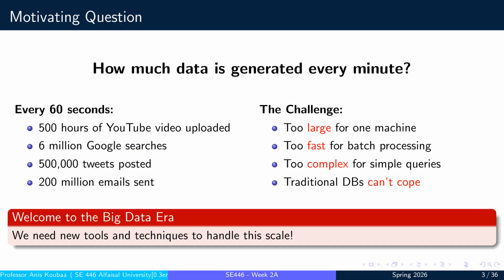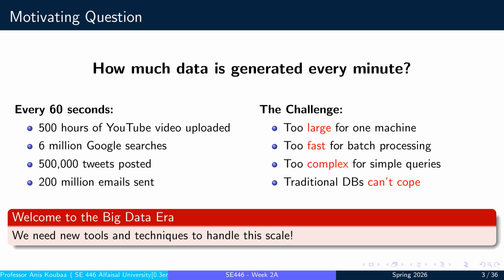Let us understand the scale of big data through a concrete example. Imagine what happens on the internet every single minute. In just 60 seconds, 500 hours of video are uploaded to YouTube. 6 million people perform Google searches. 500,000 tweets are posted on Twitter, and 200 million emails are sent across the world.